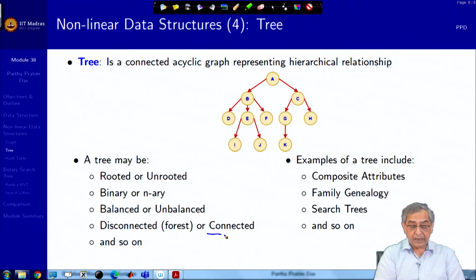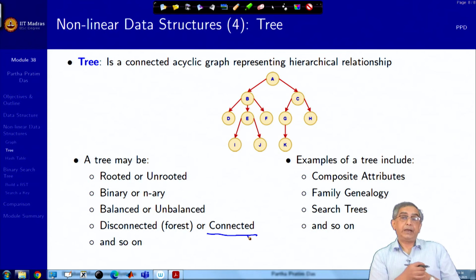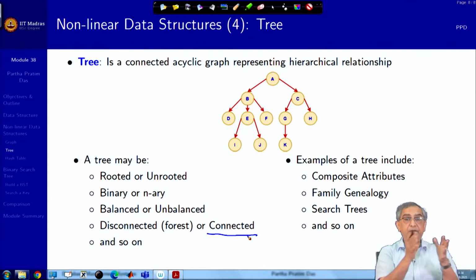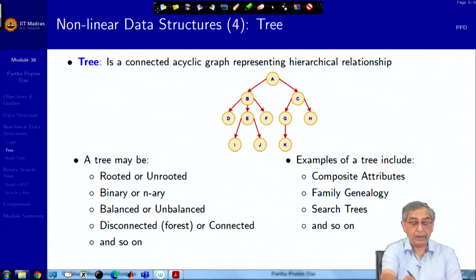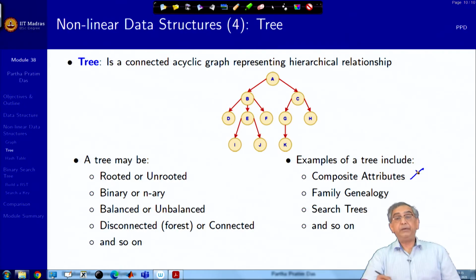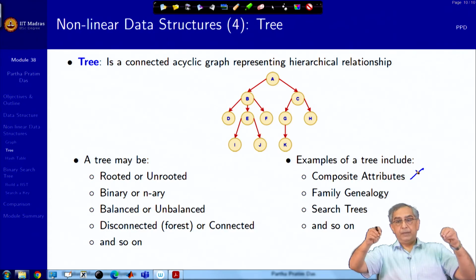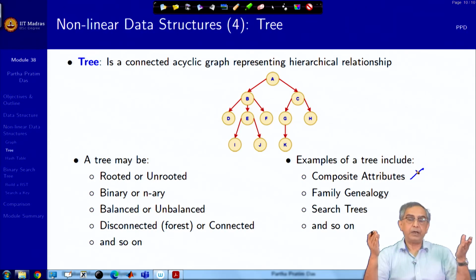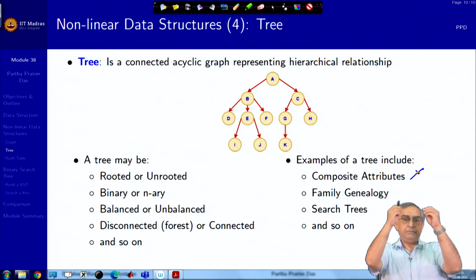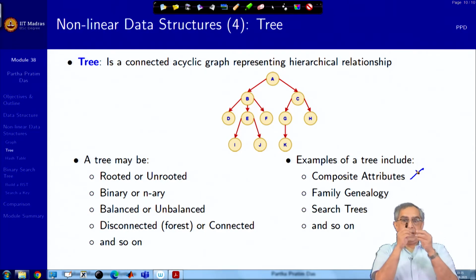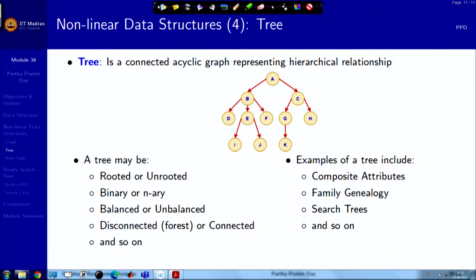And I said that by definition trees are connected, but oftentimes we also deal with a forest, which is a collection of trees which are not connected between themselves. We will often need a forest as well. Now, for example, when we represented composite attributes, name composed of first name, middle name, last name, then we were talking about a tree. When we talked about date time, a date time is a day, a month, a year. So, these are different examples of trees. The family tree, we all know of the genealogy, search trees and so on. We will see a lot more of this.